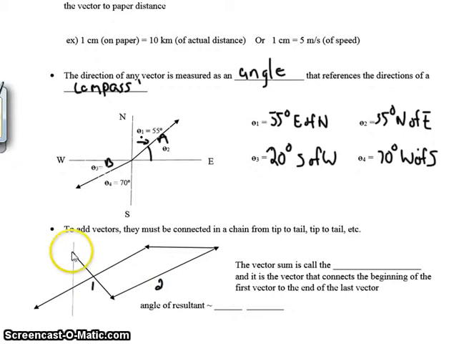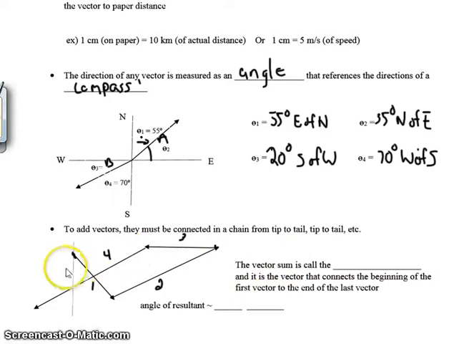In other words, I started here on 1, I ended here on 1, so if I'm going to start my next part of my addition, I'm going to start at the end of 1, go to here, that's the end of 2. 3 begins at the end of 2, the tail of 3 is at the tip of 2, and so on and so forth. So I have these 4 vectors connected tip to tail. Now I want to find the vector sum of all those.